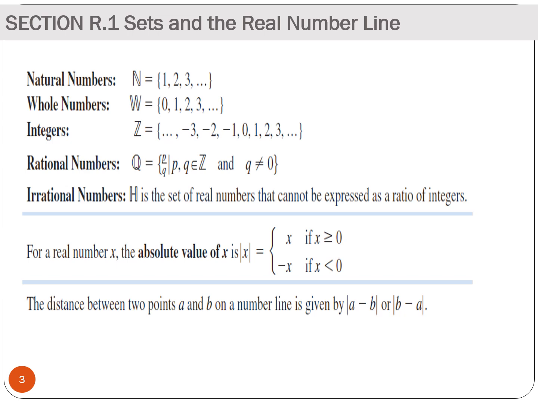If the number is 0 or larger than 0, you take the number as it is. If the number is negative, you change the sign. The absolute value of a number is always either 0 or a positive number. And here is a definition of the distance between any two points, any two real numbers. The distance between any two numbers a and b is just the absolute value of a minus b, and that's the same as the absolute value of b minus a. This is the distance between points a and b.